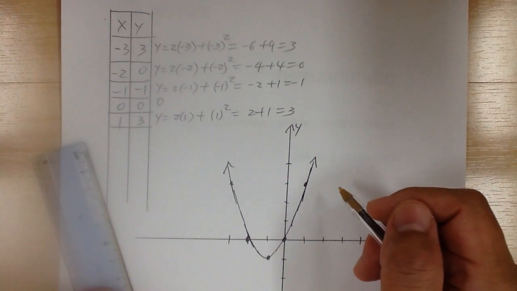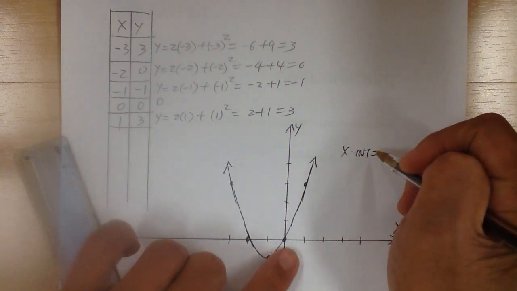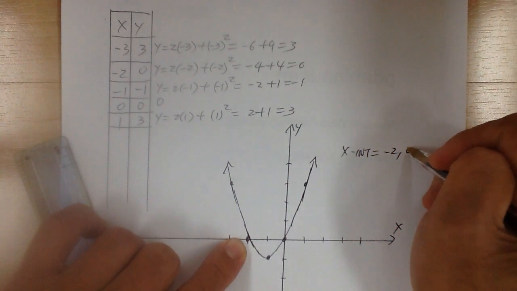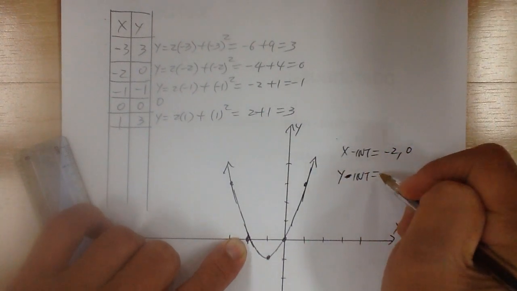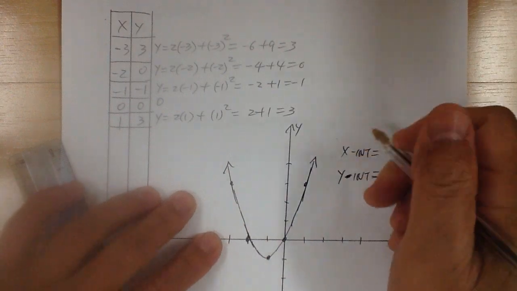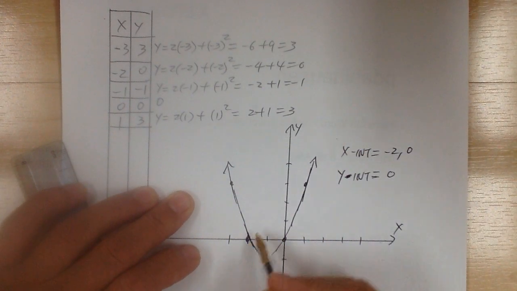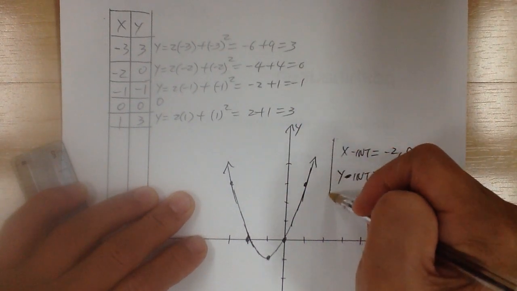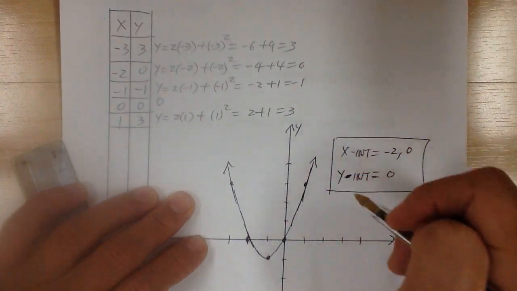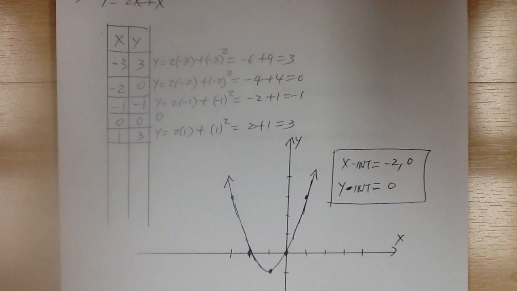Okay, so from here, the x-intercepts, these 2 points, will be negative 2 and 0. The y-intercept is equal to 0. Right? Again, the x-intercept is when you cross over the x. You cross over the x over here and here. For the y-intercept, you only cross over here. Okay, and that's it for number 8. Okay, let's go to the next one.